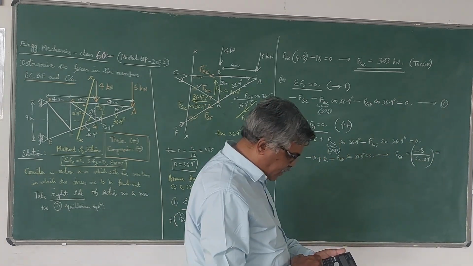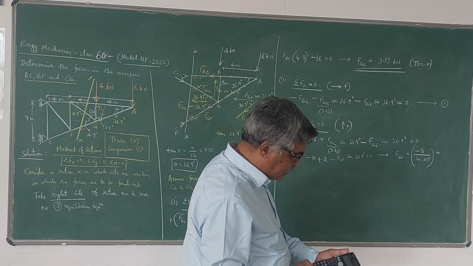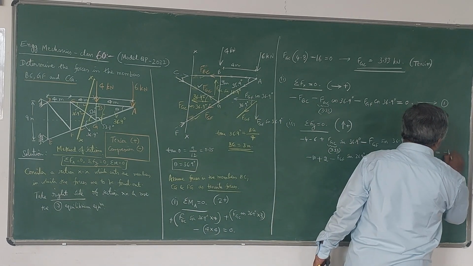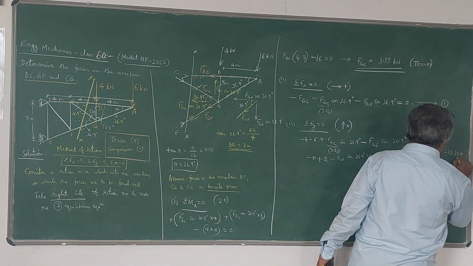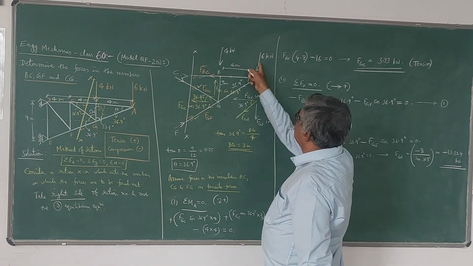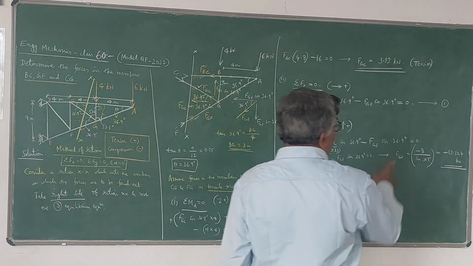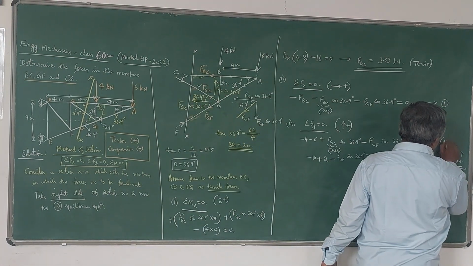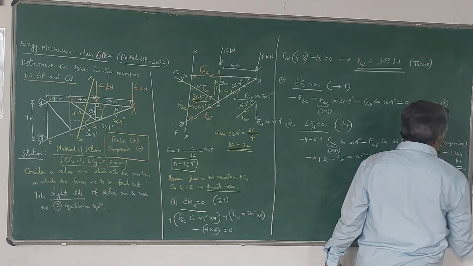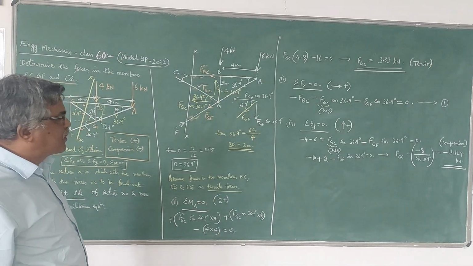So 8 divided by sin 36.9, which is 13.324, minus 13.324 kilonewton. Since the forces are given in kilonewtons, external forces, internal forces developed also will be in kilonewtons. So we have got here negative. This is one important thing. So compression force you have got. Initially we assumed tension force, but since you have got a negative value, it is a compression force.